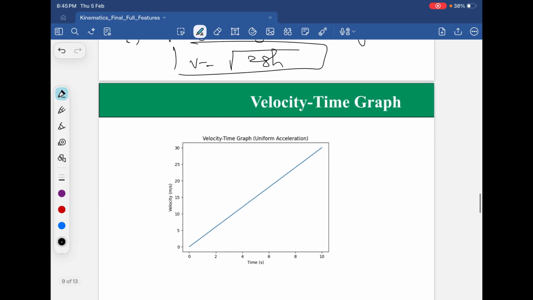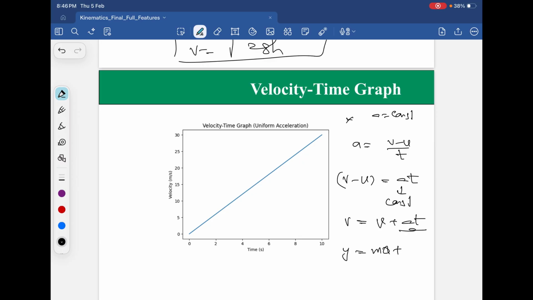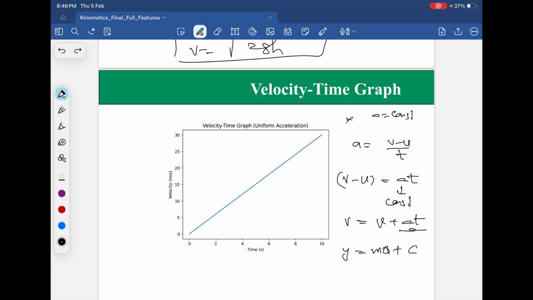Okay, and so here, just recalling the velocity time graph. If acceleration is constant here, you can understand a is equal to v minus u by t, right? This is constant. So v minus u is equal to a into t, where a is constant here. So v and u are varying, and v is equal to u plus at. This is constant. This is the equation y is equal to mx plus c. On the y-axis you take velocity, on the x-axis you take time.